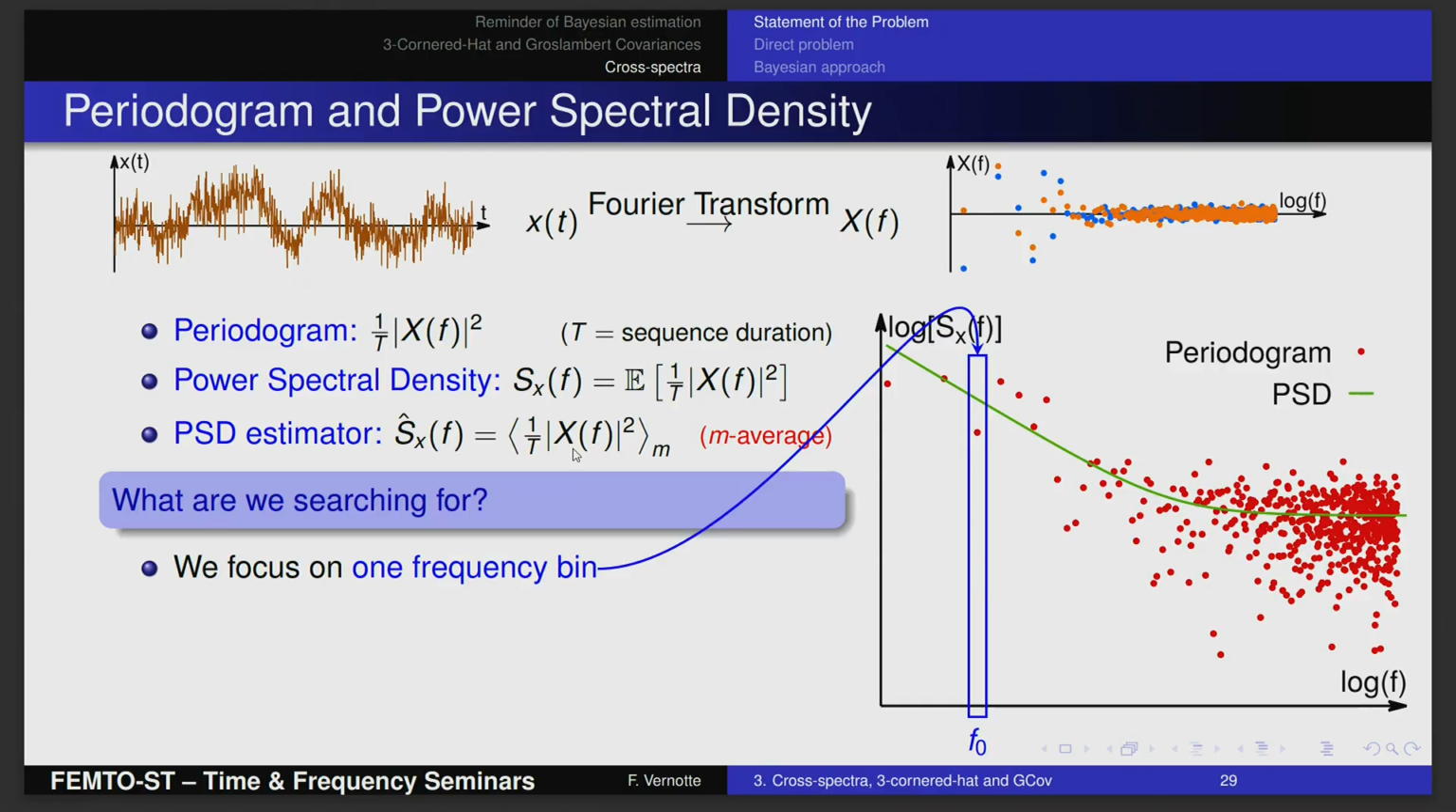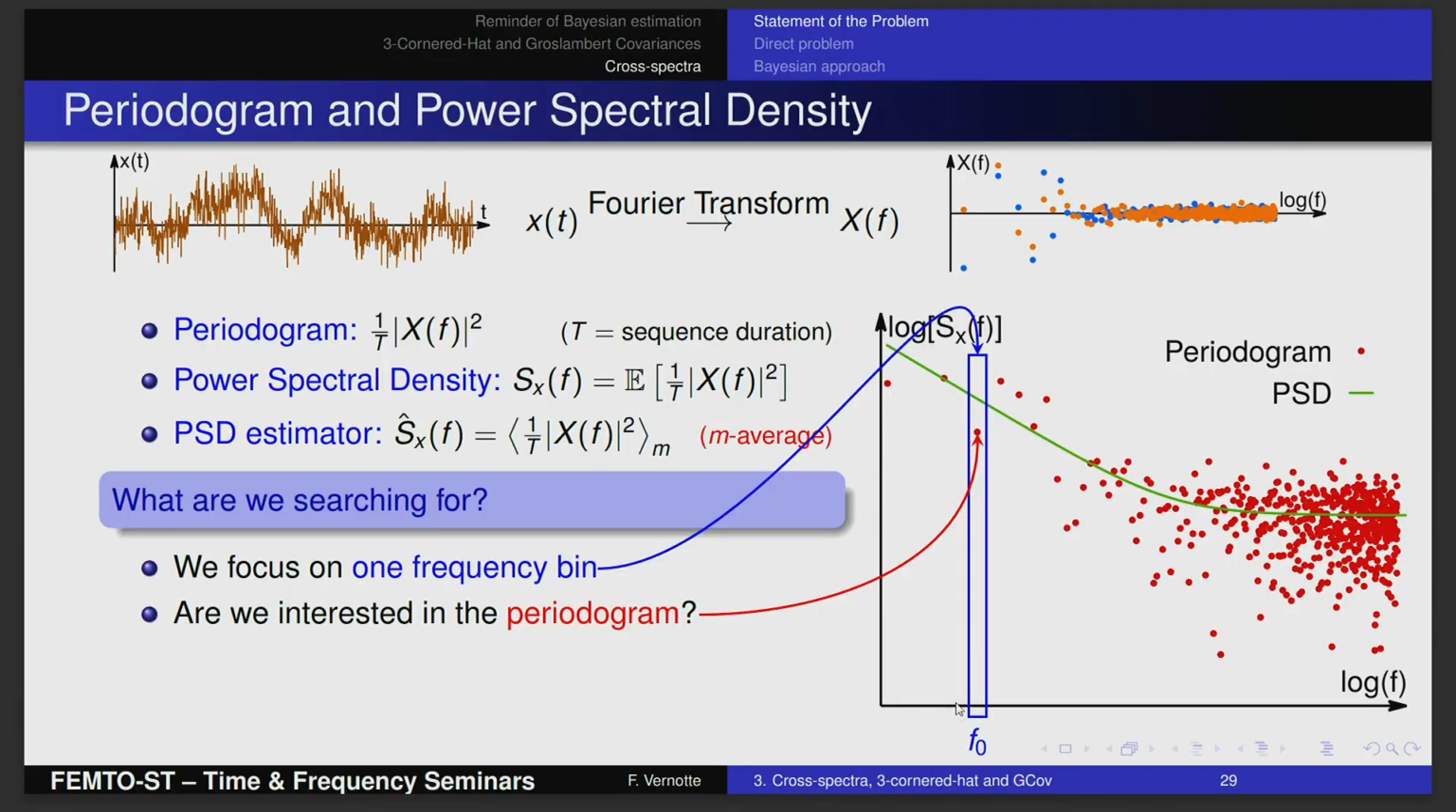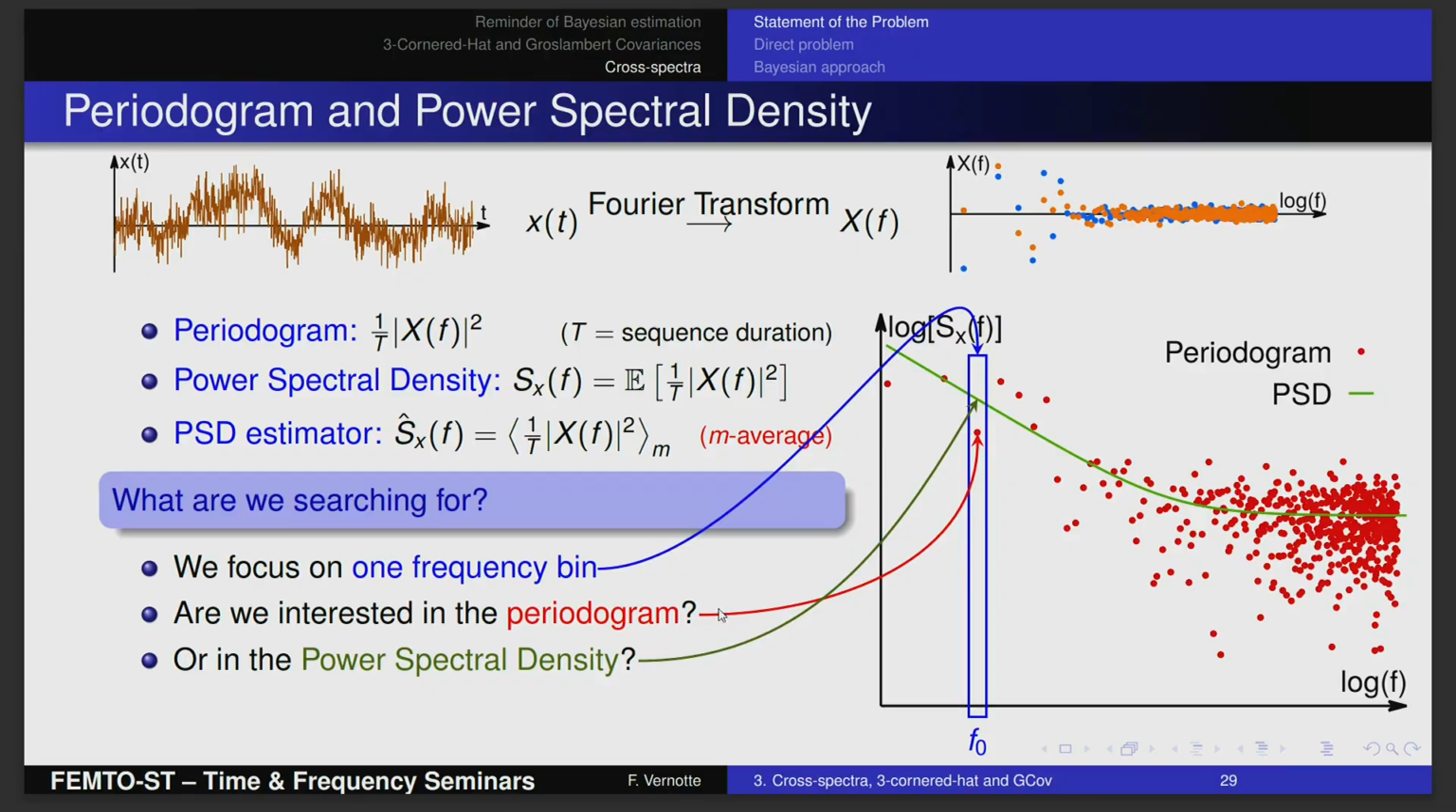Okay, so we are searching for what happens to, for instance, this frequency. You can, after that, of course, change the frequency, but we will look at one frequency bin, and all the developments that I will show you are given for 1 frequency. You can imagine that we'll change the frequency after that. So we are focusing on the frequency F0 here. But what are you searching for? Are you interested in the periodogram, or are you interested in the power spectral density? Strangely, it depends on what your problem is.